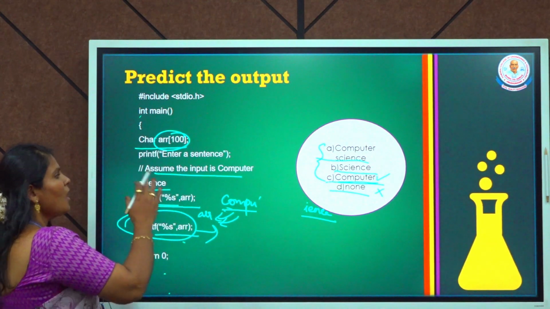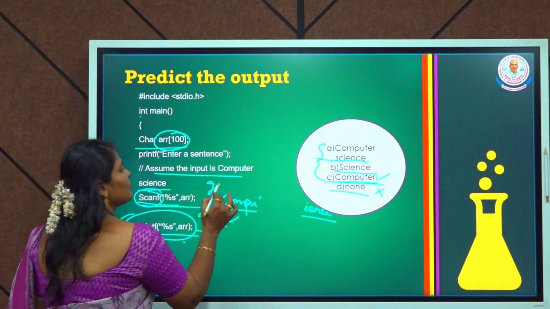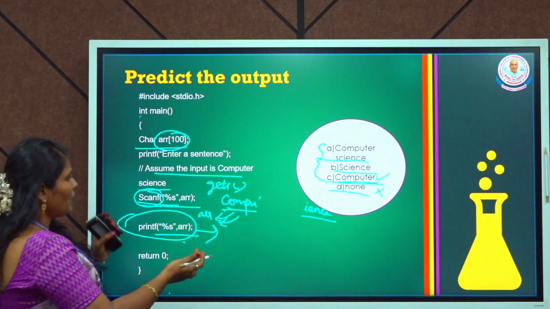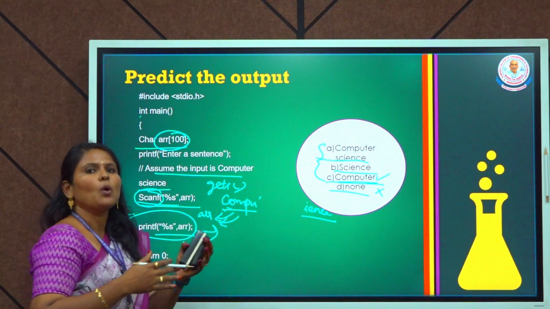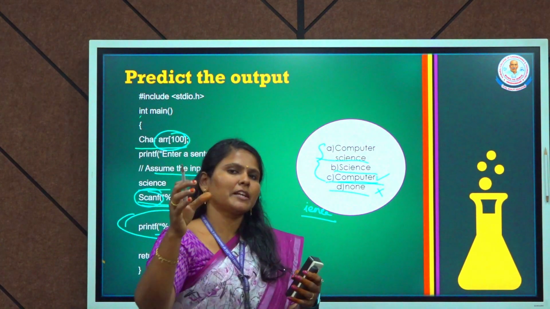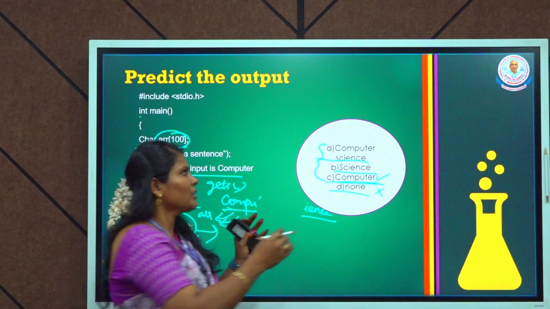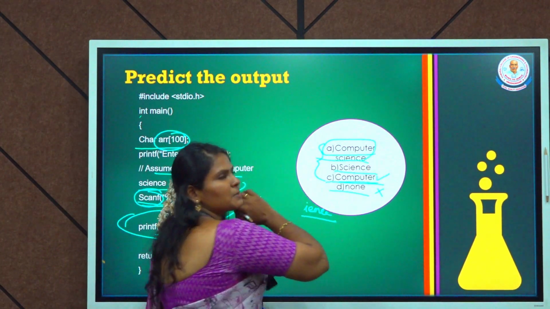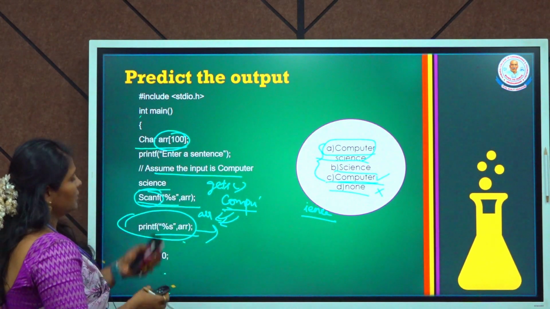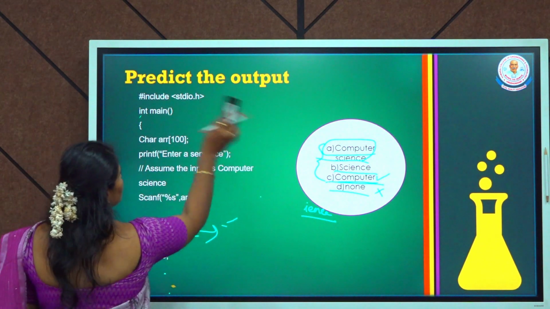That is the difference between the scanf statement and the gets function. Hope you understand. Whenever scanf encounters a space in a string of characters, it considers it a delimiter and takes only the portion that is present before the space. That is what this code snippet is going to teach us.